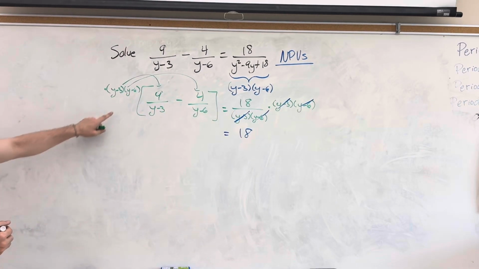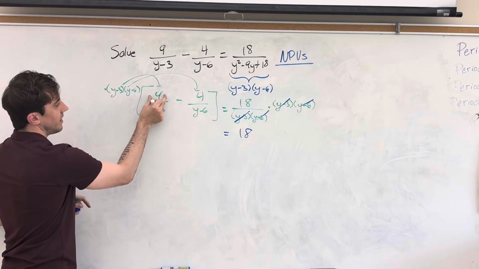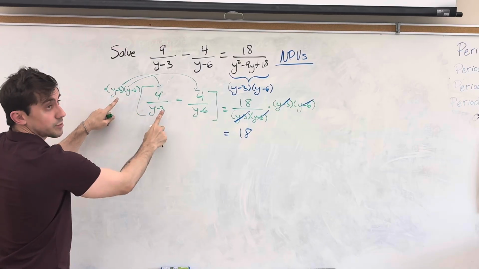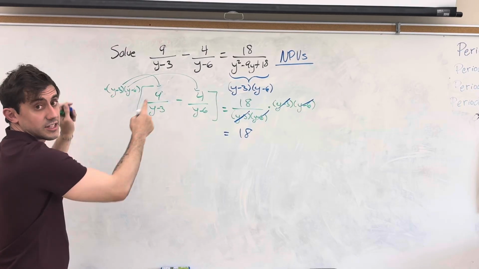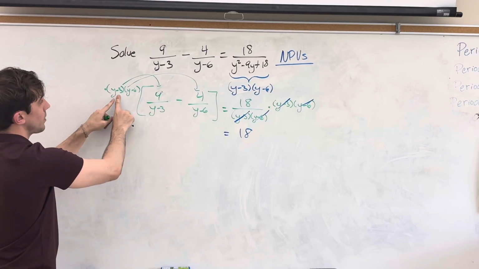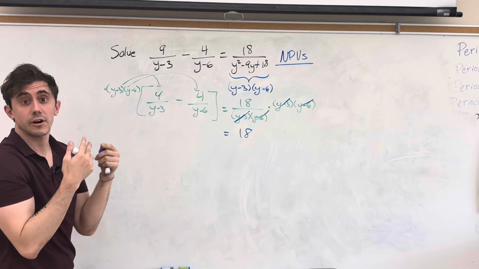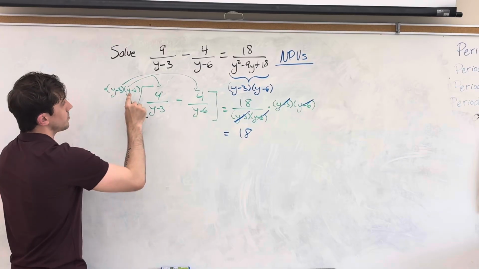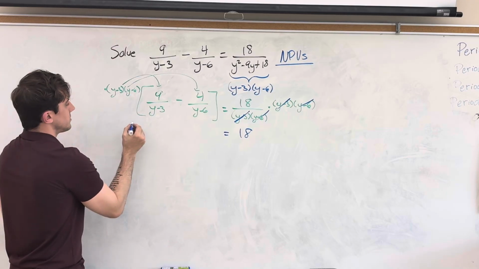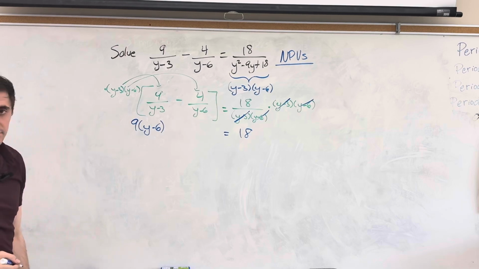Now, on the left-hand side, the y minus 3 times y minus 6 multiplies the 9 over y minus 3. That means that in this term, when this multiplies through, the y minus 3 factors cancel each other out, right? Because the 9 is going to multiply by y minus 3 and then be divided by y minus 3. So the y minus 3s are going to cancel each other out. And all that'll be left will be the 9 times that y minus 6 factor. And so that's all we have to write, 9 times y minus 6.